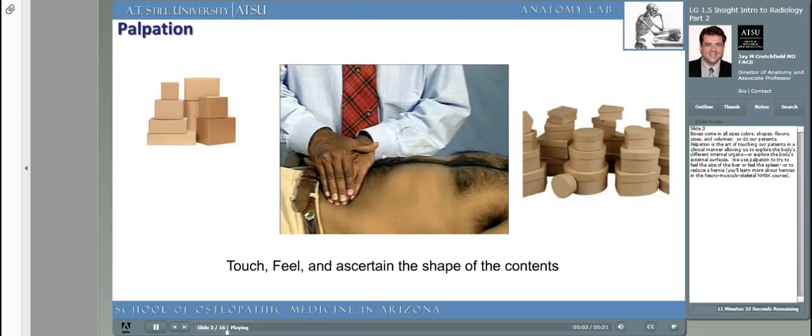Boxes come in all sizes, colors, shapes, flavors, sizes, and volumes. So do our patients. Palpation is the art of touching our patients in a clinical manner, allowing us to explore the body's different internal organs, or explore the body's external surfaces. We use palpation to try to feel the size of the liver, or feel the spleen, or to reduce a hernia. You'll learn more about hernias in the neuromusculoskeletal course.